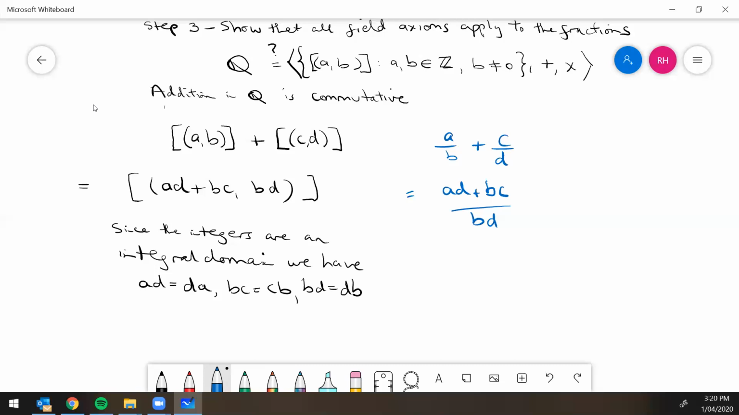I suppose if we were doing it in primary school type language, we'd say because A, B, C, D are integers, A times B equals B times A, B times C equals C times B, and B times D equals D times B.